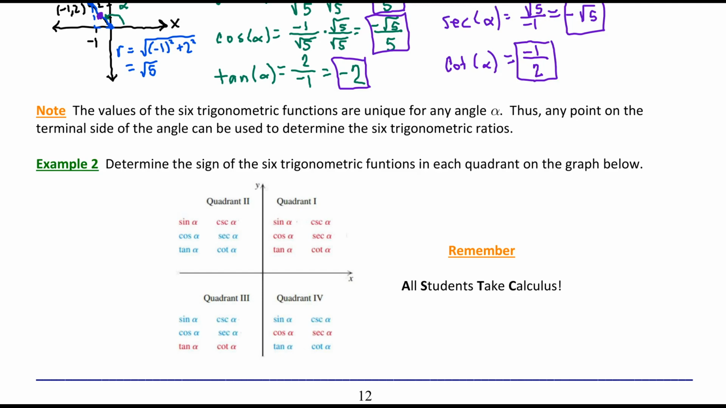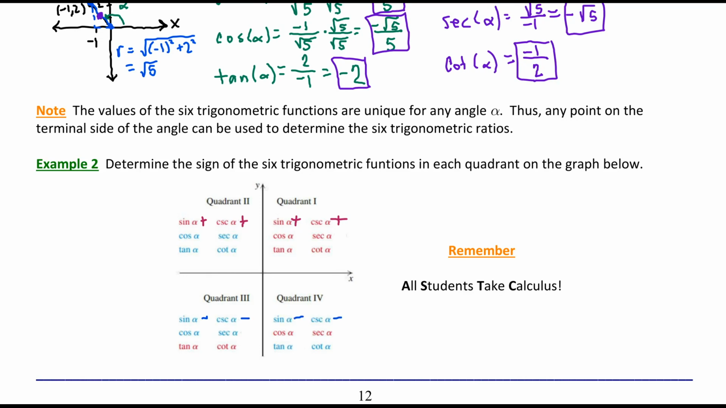So in quadrant 1, sine is positive because y is positive, and its reciprocal is also positive. In quadrant 2, y is positive, so its reciprocal is also positive. Now, if I look at an angle either in quadrant 3 or quadrant 4, because the sign of y is negative in quadrant 3 and 4, then sine and its reciprocal will also be negative in quadrants 3 and 4.